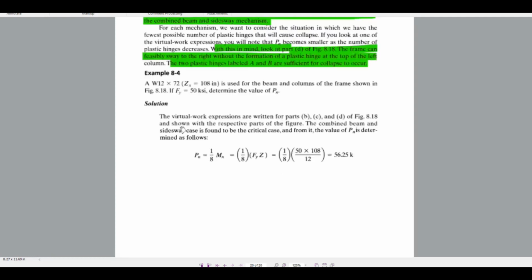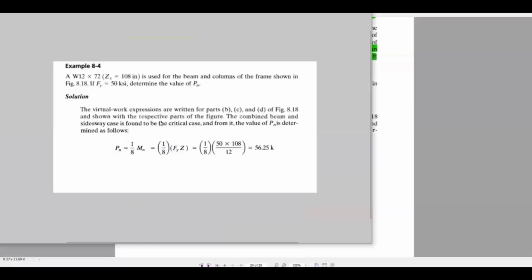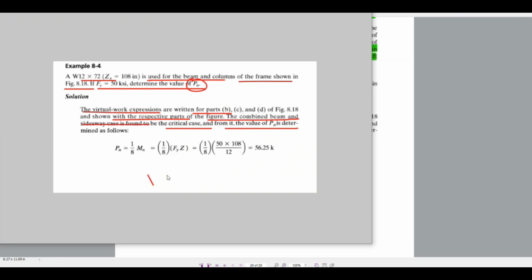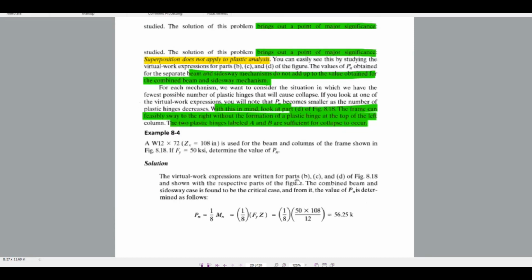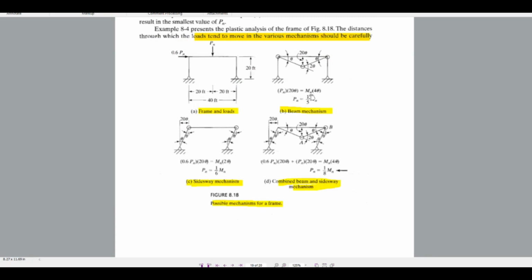So we will see one example. W12 by 72 is used for the beam and columns of one of the frames. For the given Fy, determine the value of Pn, the nominal load. Virtual work expressions are written for the four parts and so on. The combined beam and side sway is found to be the critical case. 1 by 8 is the critical case: 1 by 8 into Mn, which is Fy into Z. Here you can see 1 by 5, here 1 by 6, here 1 by 8. So this is the critical one, it's the smallest one.